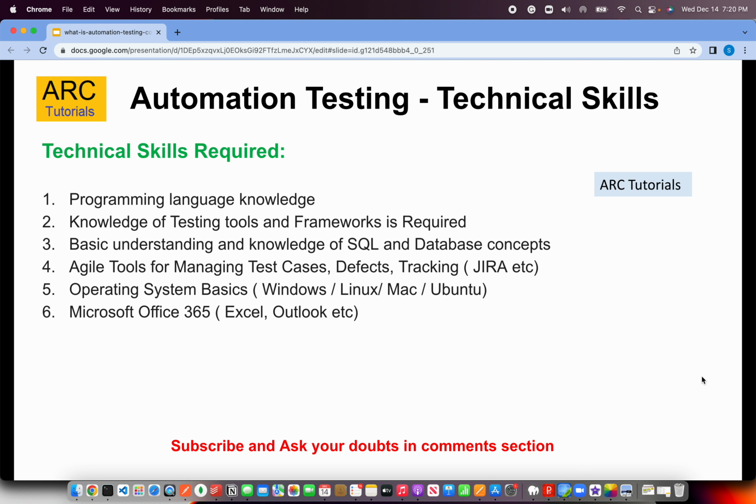Let's talk about some of the technical skills that are required to be an automation tester. You need to have a fair amount of good knowledge of a programming language. Mostly if you are doing Selenium or Cypress, some amount of JavaScript, HTML, CSS knowledge definitely is required. Then you need to know frameworks like Selenium and Cypress. A little bit of knowledge of SQL and database concepts is also helpful. That really builds the foundation for end-to-end script writing for automation.